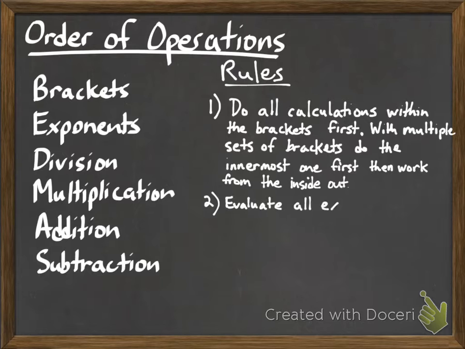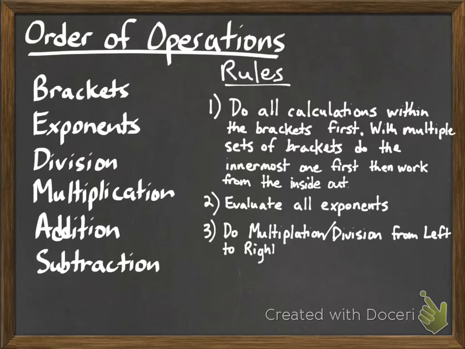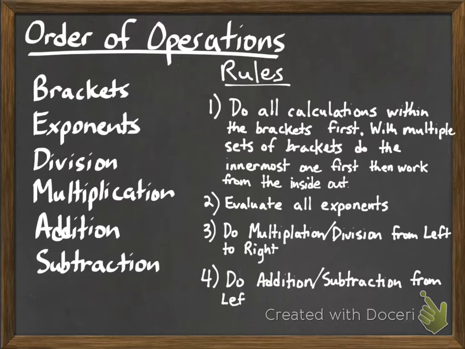Step 2, you want to look at any exponents you have and evaluate those. Step 3, if you see any multiplication or division, you can simplify this from left to right. And step 4, same thing applies for addition and subtraction. You want to simplify these expressions from left to right.